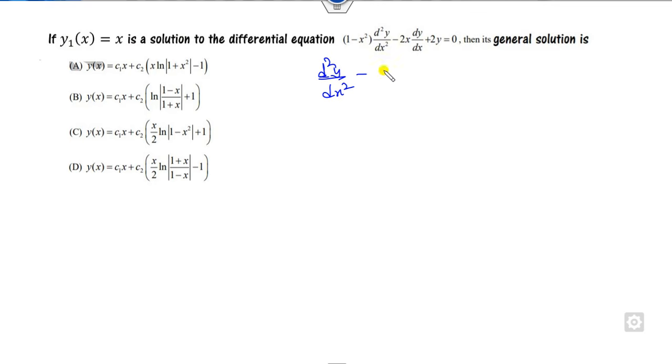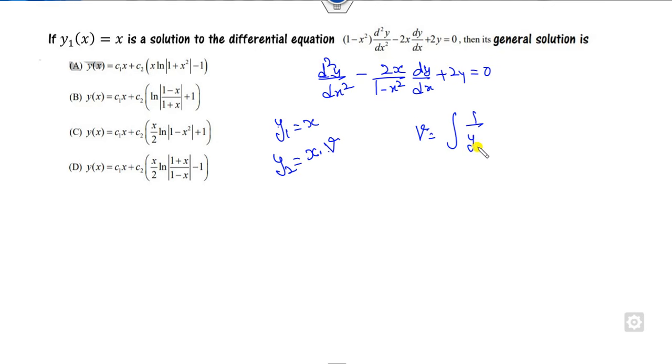You have to firstly write the coefficient of the second derivative as 1. You can write here. Fine. So whenever one solution is given to you, then the second solution y2 will be whatever the first solution is, multiplied by v, where v is 1 over y1 square e raised to power minus integral p dx. That's my solution. So what is the p? You can compare the differential equation with this one here.